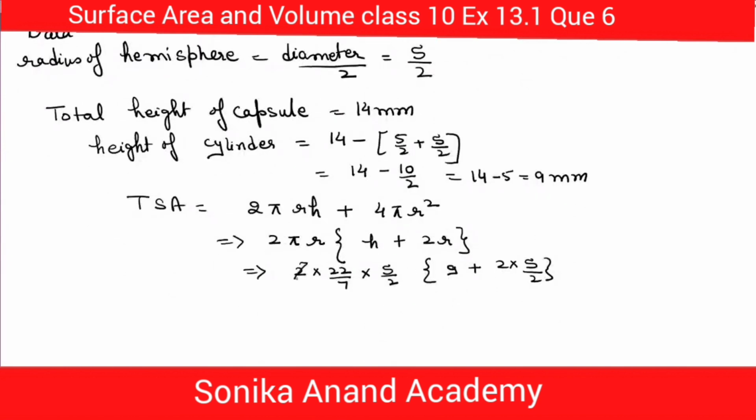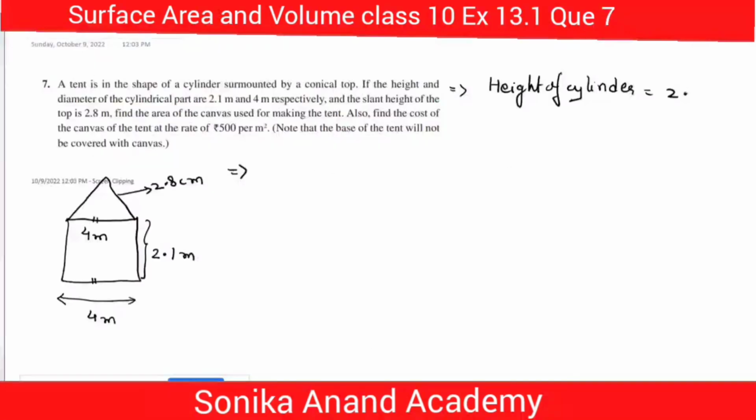So now this 2 and 2 get cancelled. 2 5s are 10. 110 by 7, 7. Here 9 plus, let us get cancelled, that is 5. 110 by 7 into 14. 7 twos are 14, one more 14, two. So calculation become easy. 0.1 meter.